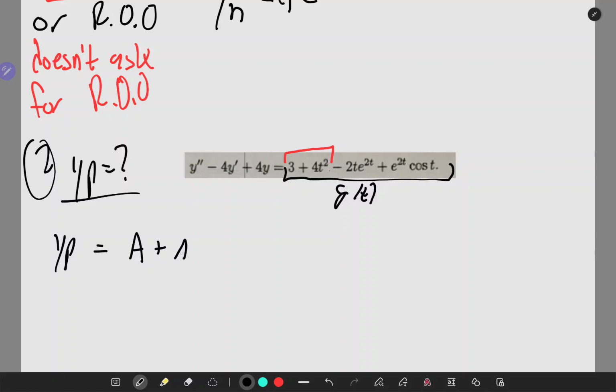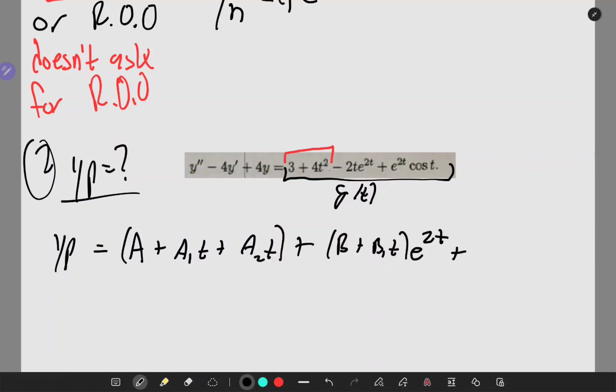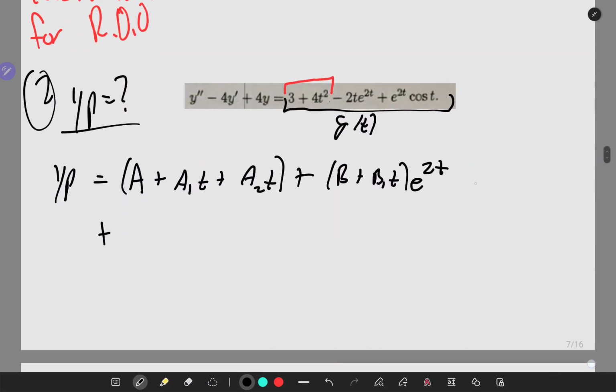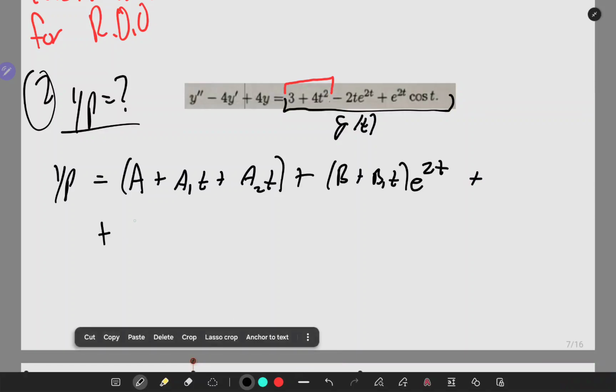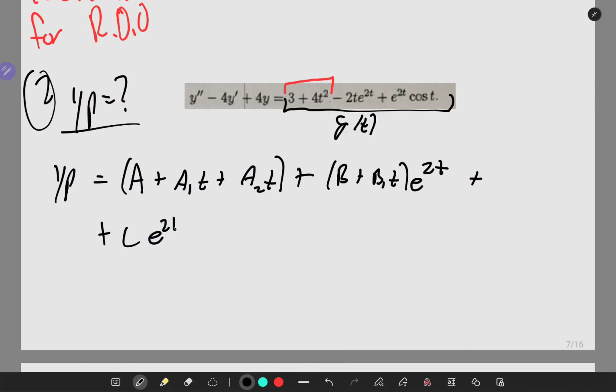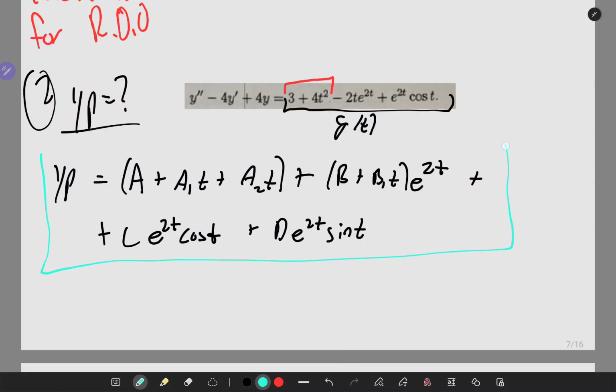plus a1t plus a2t plus, remember, doesn't matter if we have a subtraction sign, a first degree polynomial times e to the 2t plus, let me go to the next line, plus ABC e to the 2t cosine of t, and a sine has to go with the cosine, so d e to the 2t sine of t, right? This is our particular solution.